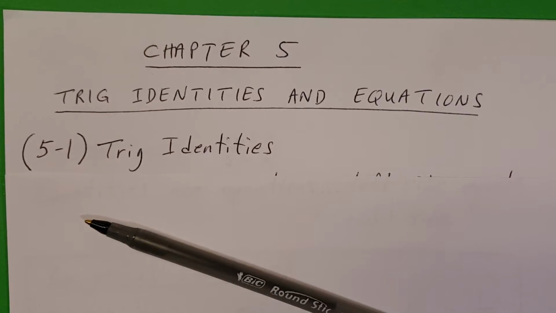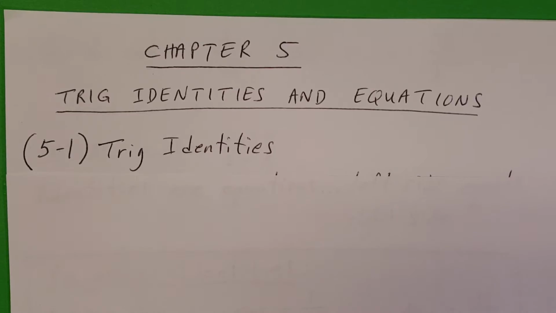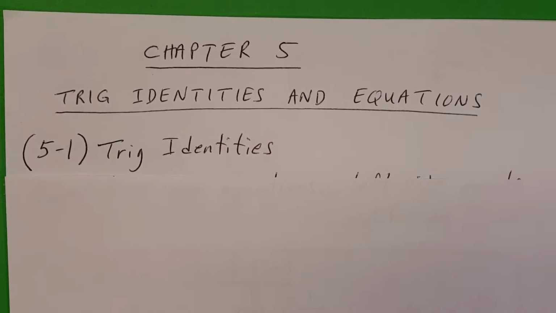Hello, class. Today we're going to start Chapter 5, Trig Identities and Equations. 5.1 is called Trig Identities. Well, we know what trig stands for. Trig stands for trigonometry, sine, cosine, tangent, and all that.